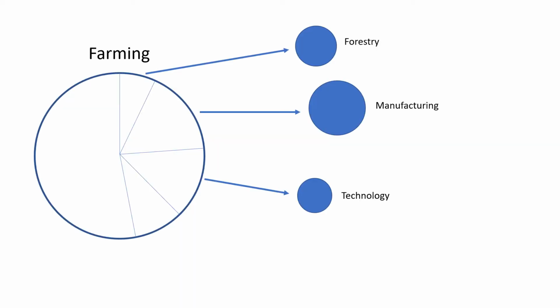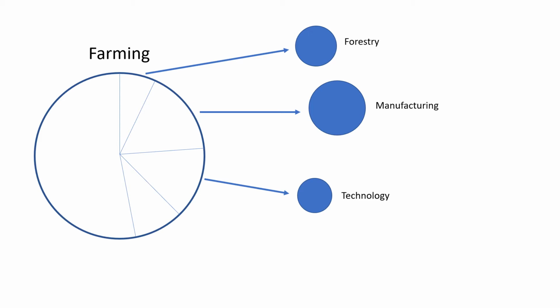So let's look at this kind of diagrammatically. For instance, let's say we have an economy that has four sectors: farming, forestry, manufacturing, and technology. So this could be a city, could be a province, it could be a region, whatever. But the idea is here that you have broken up the economy into four sectors, and this describes all the economic activity going on in that region.